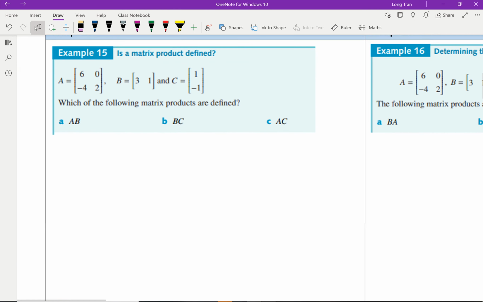All right, so let's take this example A. You've currently got 6, negative 4, 0, 2. That's a 2 by 2, multiplied by 2, 3, 1.